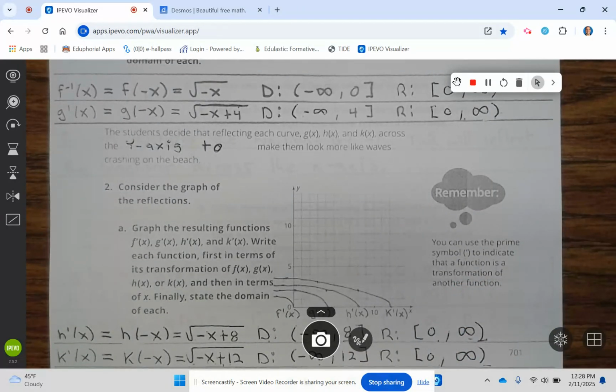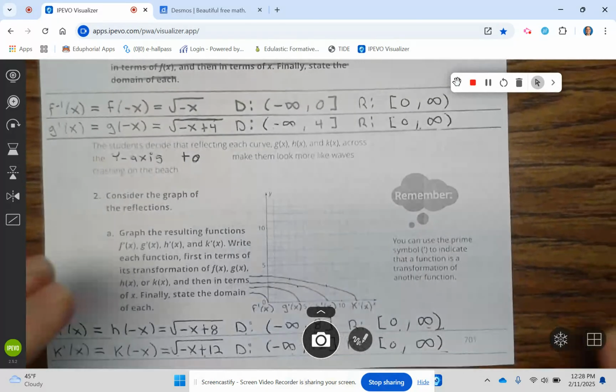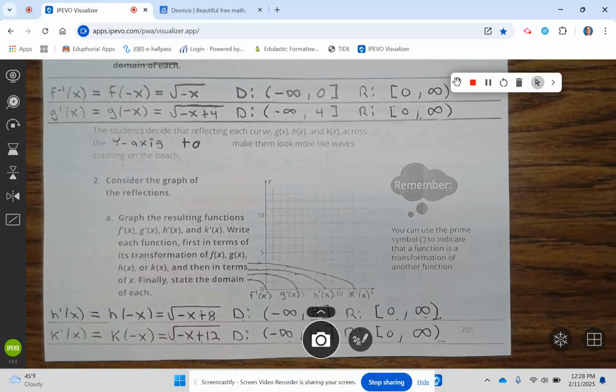The students decide on reflecting each curve, g of x, h of x, and k of x, across the y-axis to make them more like waves crashing on the beach. Consider the graphs of these reflections. Graph the resulting functions f prime of x, g prime of x, h prime of x, and k prime of x. Write each function first in terms of its transformation of f of x, g of x, h of x, k of x, and then in terms of x.